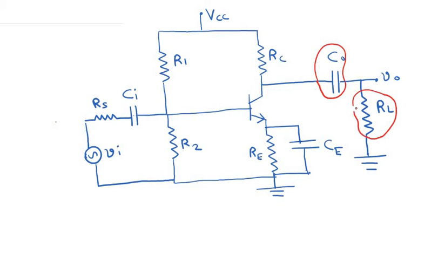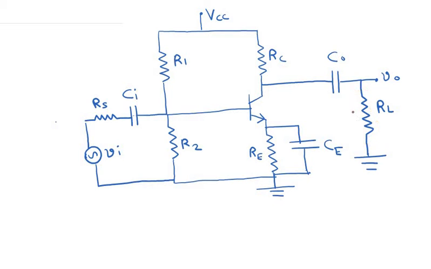Okay, because we are not interested in the DC voltage, we are only interested in the amplified version of the input signal. That is why this coupling capacitor C0 is put here so that no DC voltage drops across this load resistor RL. Okay, so across the external load there is only AC voltage drop.